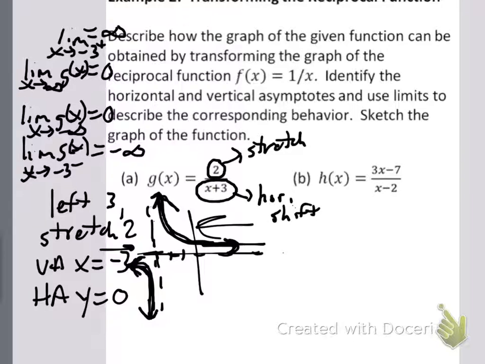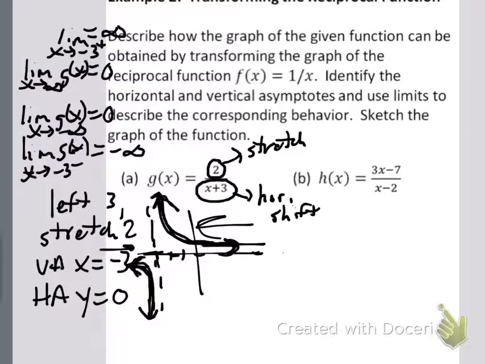Okay? So when you have a vertical and a horizontal asymptote, and they ask you to talk about the behavior, you want to do the infinities, and you want to do the number of the vertical asymptote. Okay?